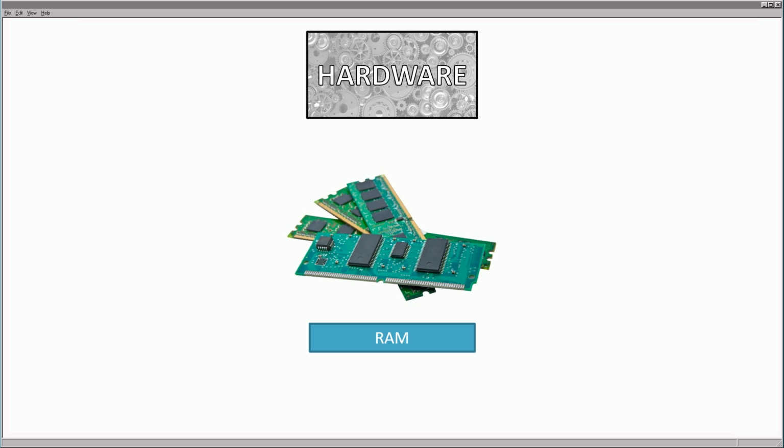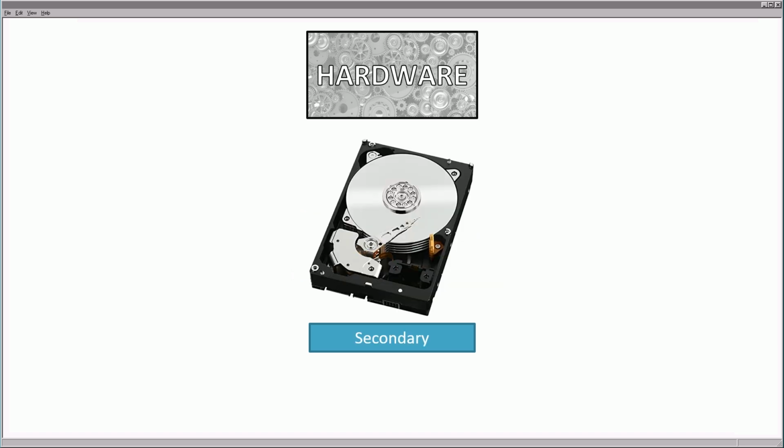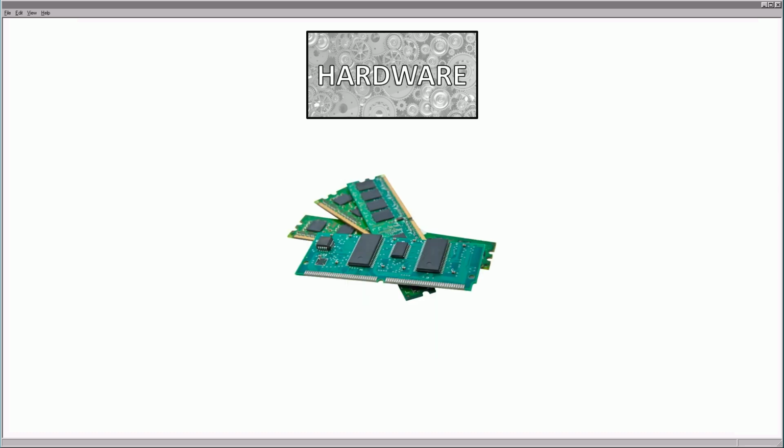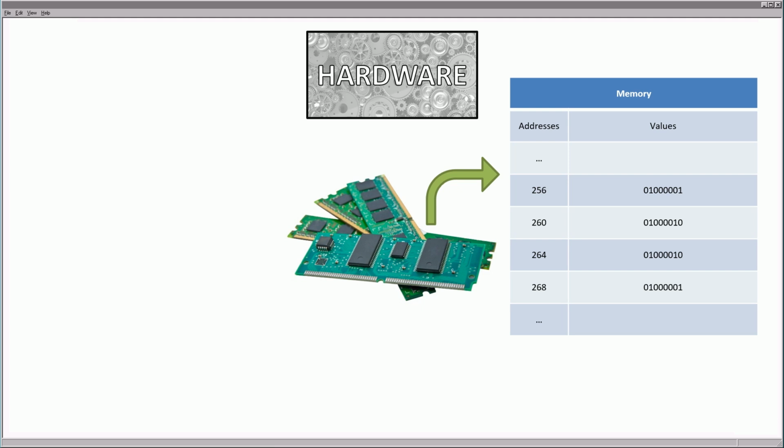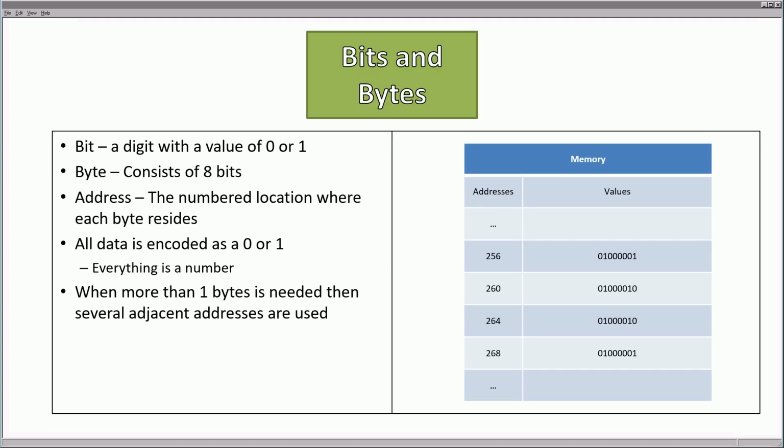This is not the only type of memory, because we also have secondary storage, which is a hard drive. Now, understanding memory, all it is is a collection of values that can be referenced by these addresses. This is how we are able to store and modify data. Now, going further with data, we have to understand what a bit and a byte is. A bit is a digit with a 0 or a 1 value, and a byte consists of 8 of those bits.